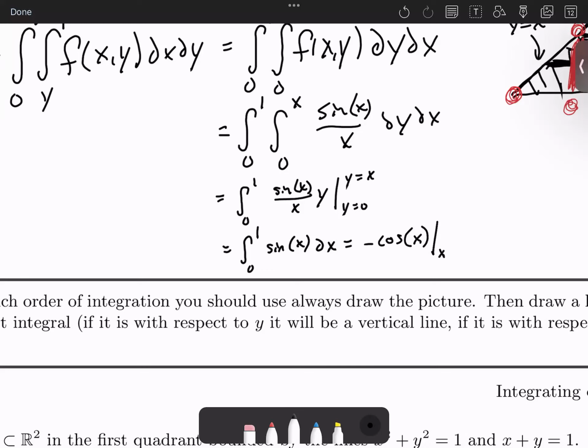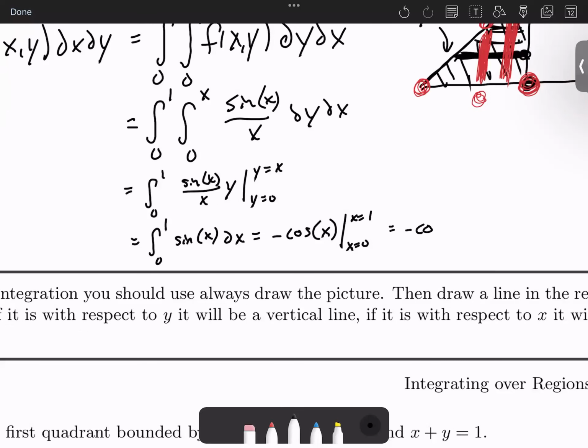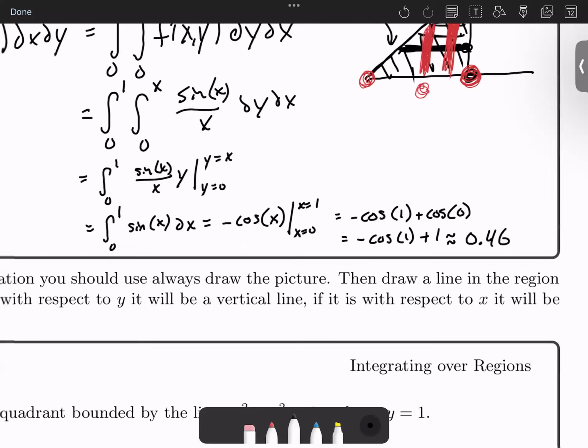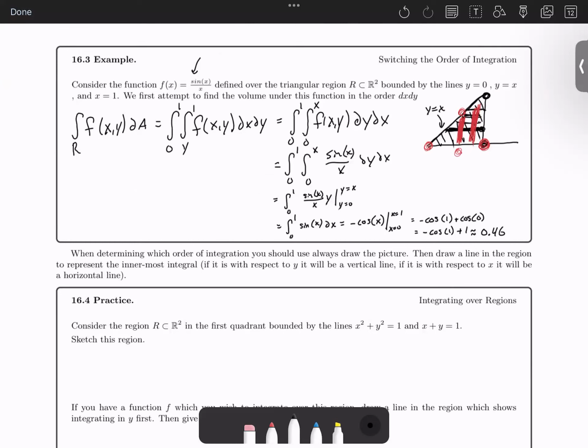Evaluated from x is equal to 0 and x is equal to 1, which gives us minus cosine of 1 minus minus cosine of 0, which is minus cosine of 1 plus 1. And that is going to give us, let's just make an approximation here, about 0.46. Cool. So one order of integration didn't really give us anything, but we could use the fact that Fubini's theorem tells me that I can perform those iterative integrals in any order that I want to. And the other order actually gave us a result.